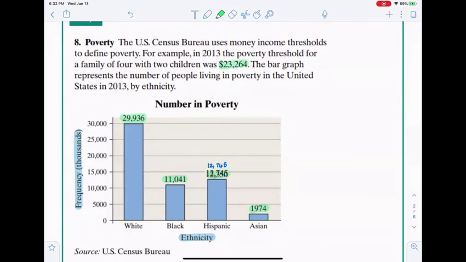But the first one, where just by looking at the counts that are listed on top of the bars, one may say, oh, that just corresponds to the poverty threshold. But in reality, that corresponds to the number of people who were below that poverty threshold.